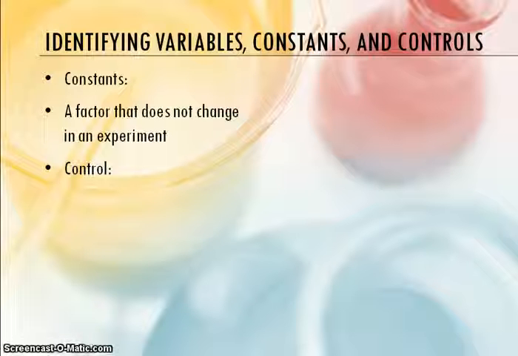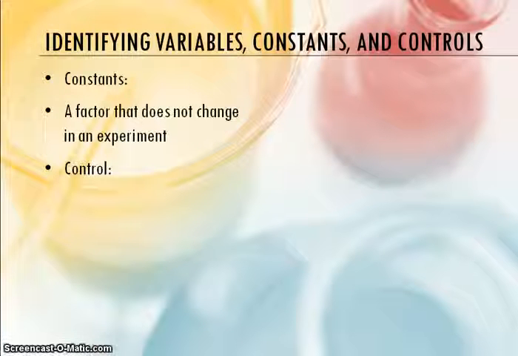Your control, to find your control in an experiment, is two things. First thing, it needs to be one of your trials. So in any experiment, you're going to have at least two trials, if not more. Your control group or your control trial is going to be one of your trials, like I said. The second thing is that your control has to represent normal circumstances.